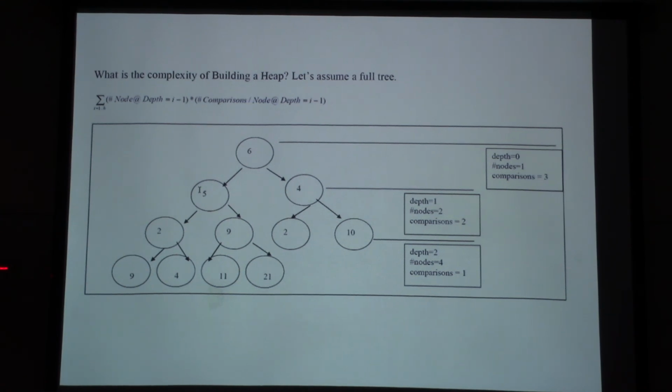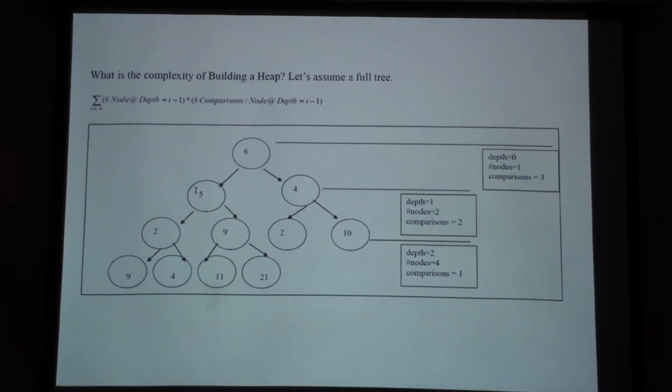And finally, when we get to the bottom, all the children, the depth is going to be equal to 3 in this case. The number of nodes is going to be 8 in a full tree, and the number of comparisons will be 0. Because a heap of size 1 node is a heap. No violations possible. Scott, you had a question?